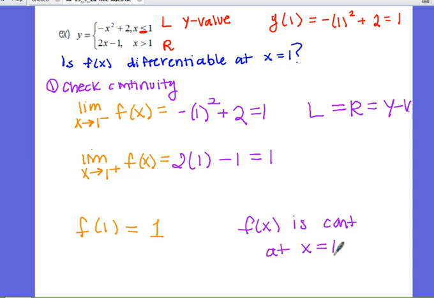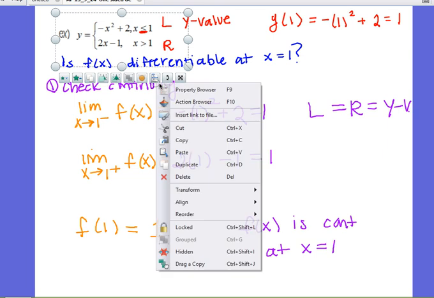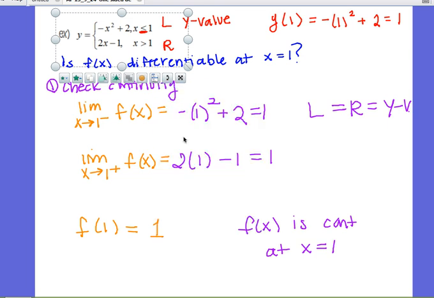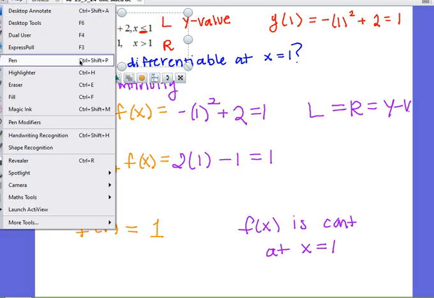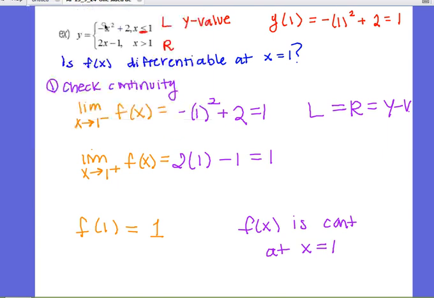And now that we know that the function's continuous, I'm going to have you check differentiability. So we are going to take this question and paste it here to actually do the differentiability.